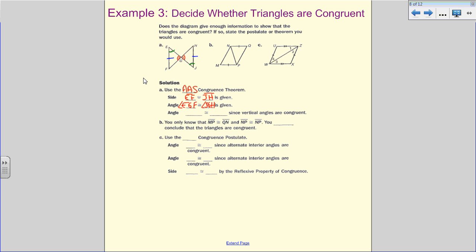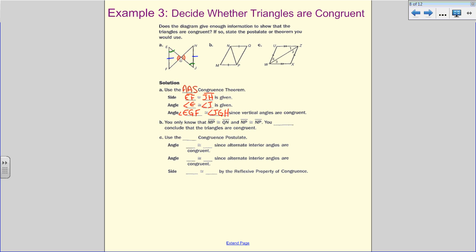I'm sorry, guys. What was given was angle E and angle J. Angle E is congruent to angle J. Here's where they're giving me vertical angles, and angle EGF is congruent to angle JGH.